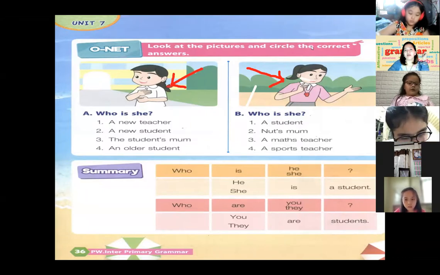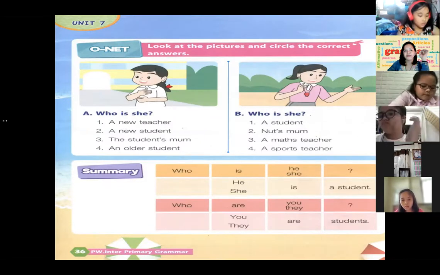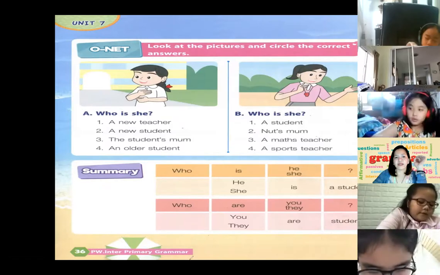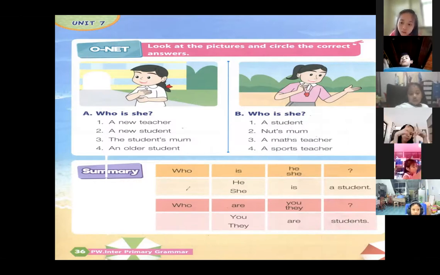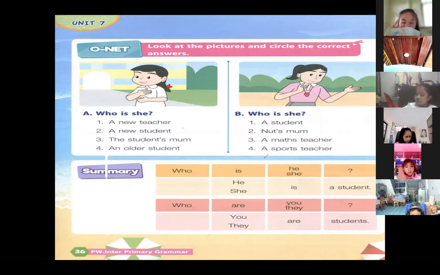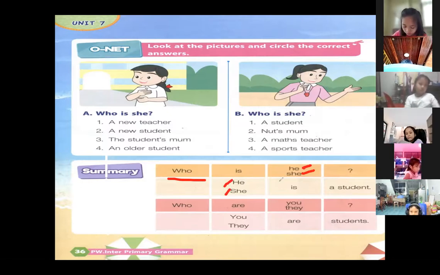Okay, look at your screen now, everybody. Do not write anything now. Just look at your screen. To make it short, look at this. Who is she or he? And you will answer, start with the last word: she or he. When you answer who is she, he or she, you answer it with he or she. He is a student. She is a student.